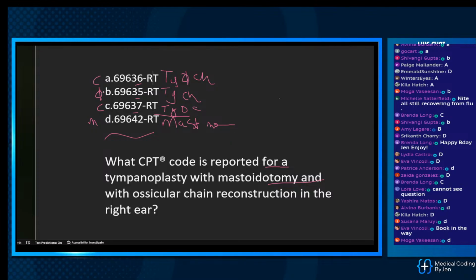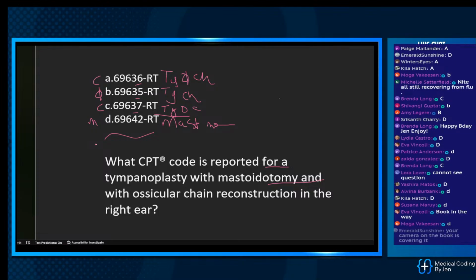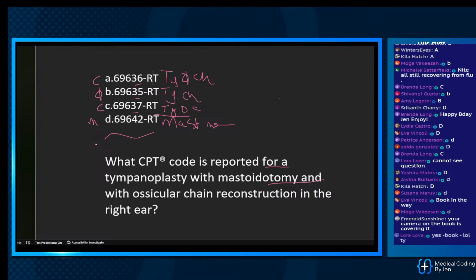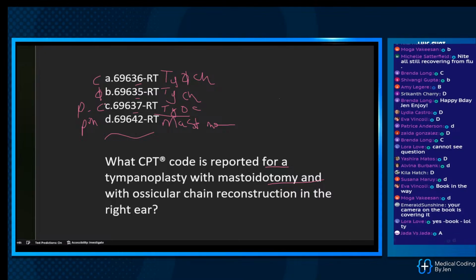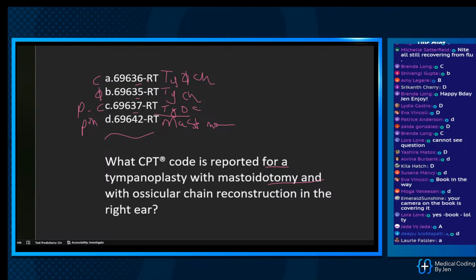So, no chain, chain, chain. The 37 also has a prosthetic. So does, I think, the 42. Those both have prosthetics. The 36 and the 35, no prosthetics.